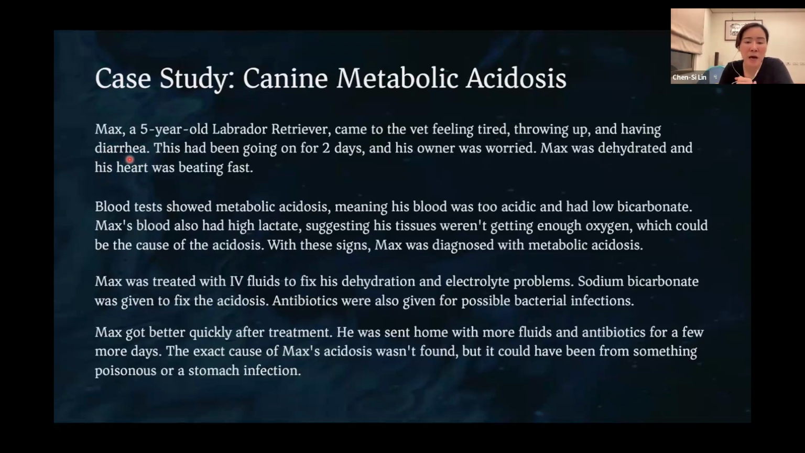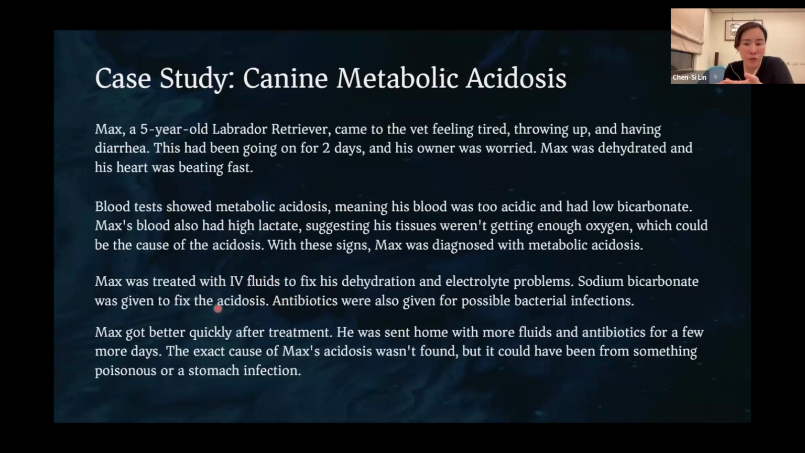In this case, the main electrolyte responsible for the acidosis is bicarbonate. After continuing diarrhea without proper treatment, this dog, Max, suffered from metabolic acidosis. That's because severe diarrhea results in the loss of water as well as bicarbonate. So what we need to do is fluid treatment.